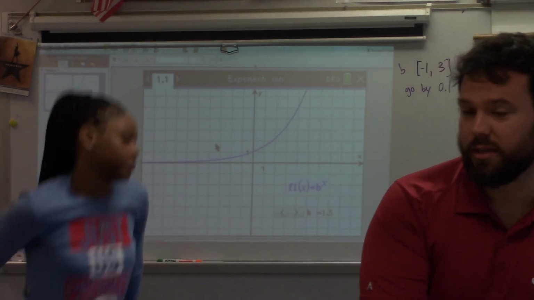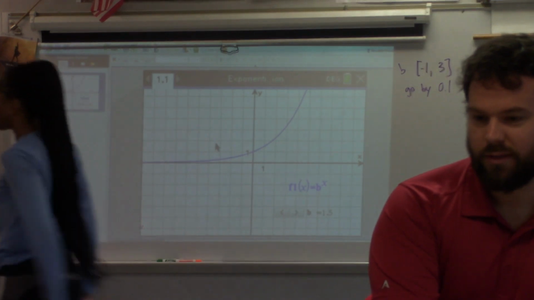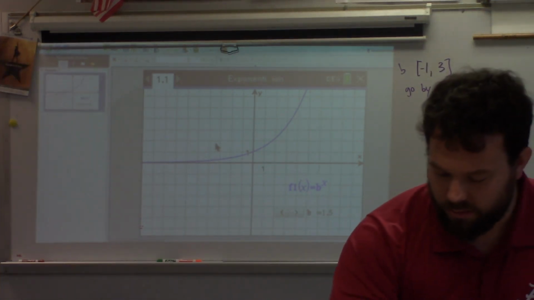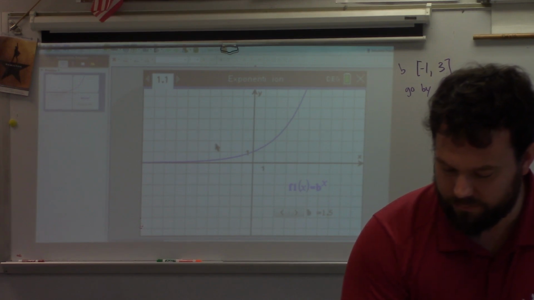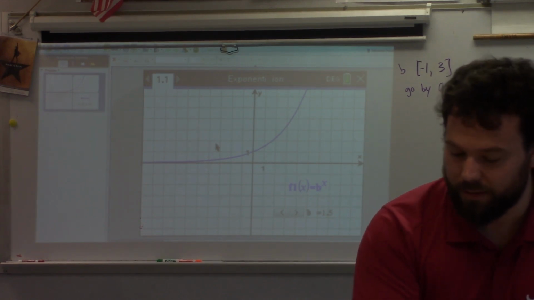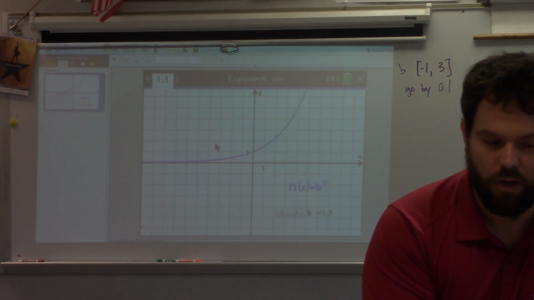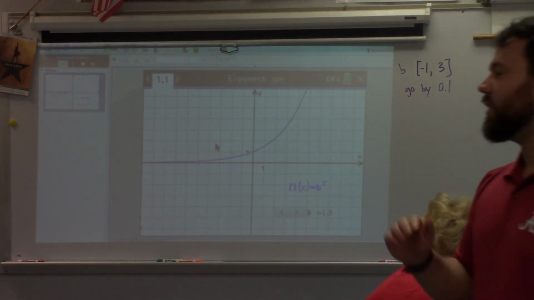I'm just asking you when is it not exponential. I'm not asking you what this is. I'm asking you, looking at this, when does it appear that the function is not exponential? Okay, but think about it. You're manipulating that value of B. What values of B?